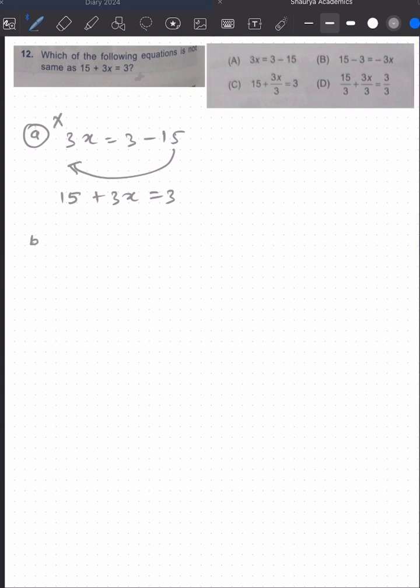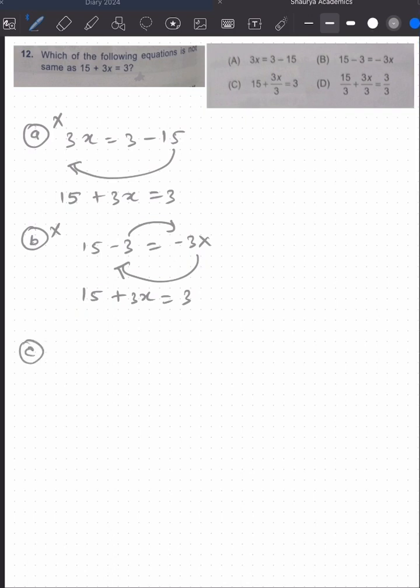Let's try B. 15 minus 3 is equal to minus 3x. Let's bring it here. So 15 minus will become plus. Let's bring it here. Minus will become plus, which is again same as the question. So B cannot be the answer.